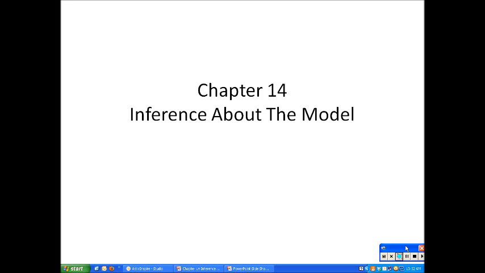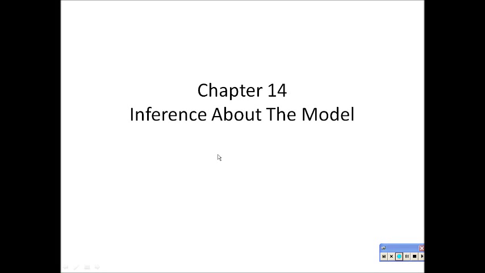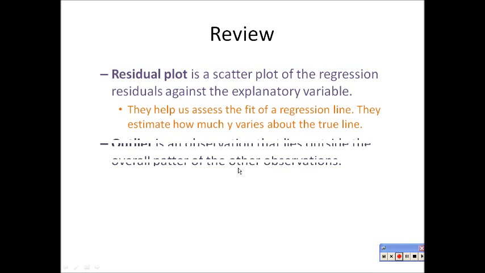Chapter 14, Inference about the model. A residual plot is a scatter plot of the regression residuals against the explanatory variable. They help us assess the fit of a regression line. They estimate how much y varies about the true line. An outlier is an observation that lies outside the overall pattern of the other observations.